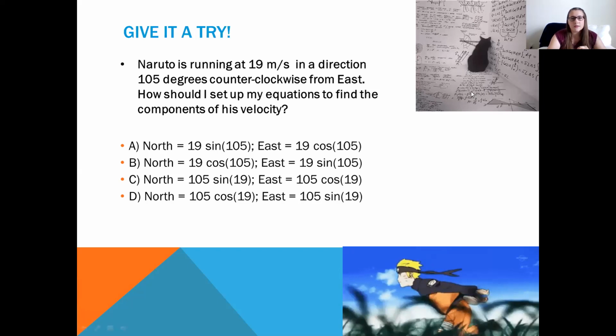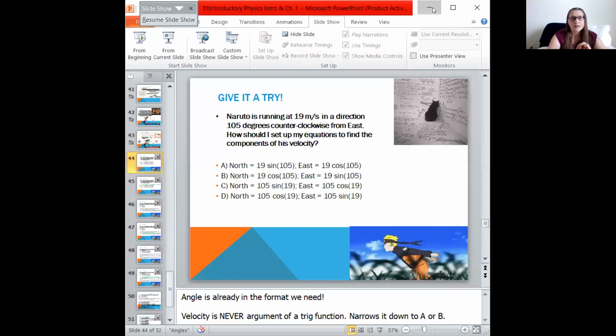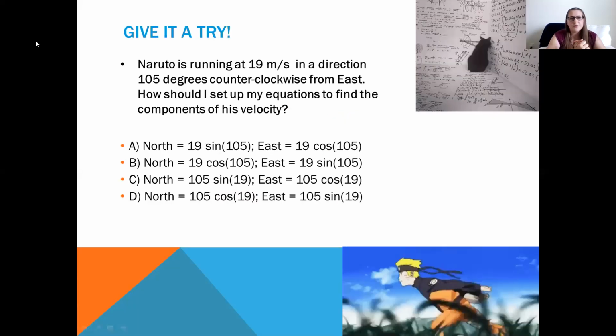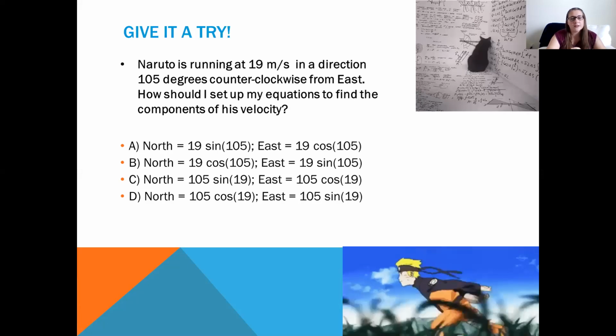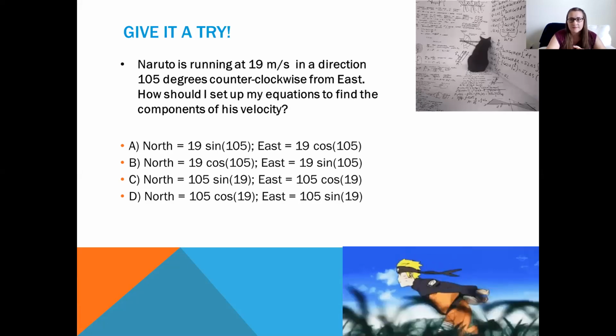We're gonna give this initial example a try. Okay. So we have here an example. Naruto is running at 19 meters per second in a direction 105, oh sorry, 105 degrees counterclockwise from east. How should I set up my equations to find the components of his velocity?